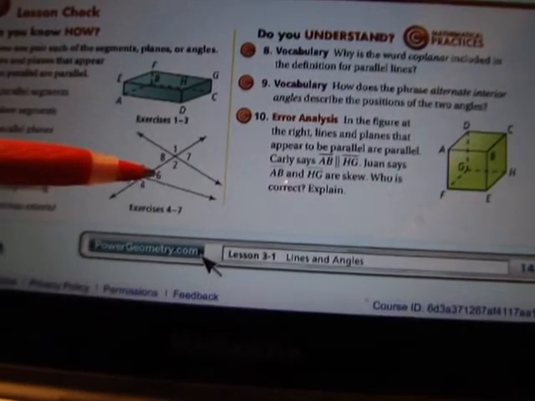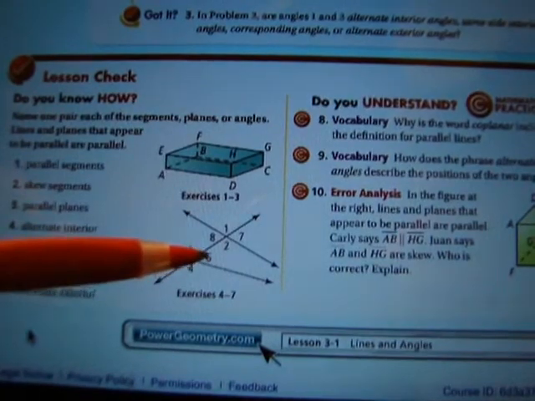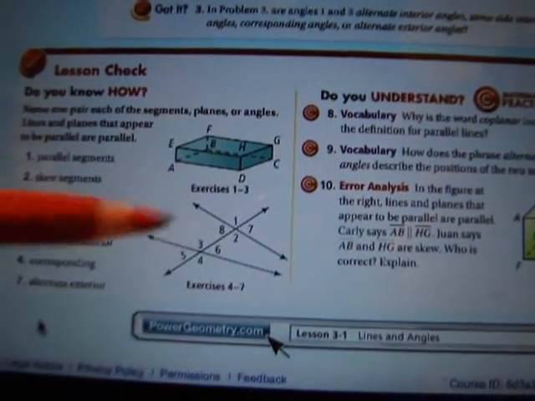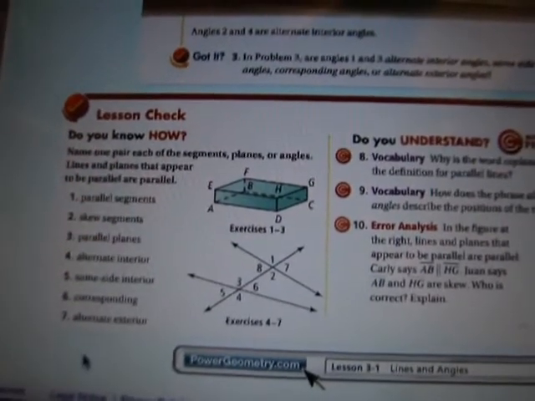So 8 and 6 would work, or 2 and 3. Either way. So I could say angle 8, comma, angle 6, or I could say angle 2, comma, angle 3, because they are alternate interior. 8 and 6, other side of the transversal on the inside, or 2 and 3, other side of the transversal on the inside.